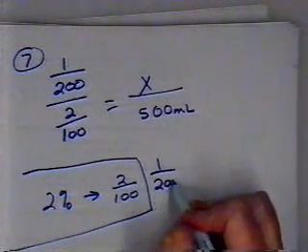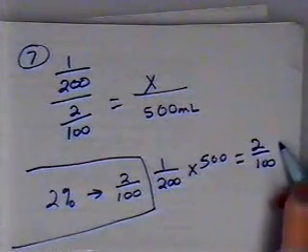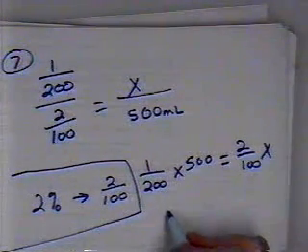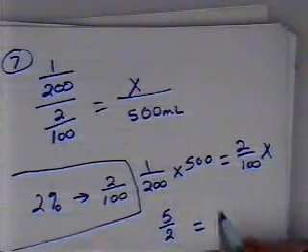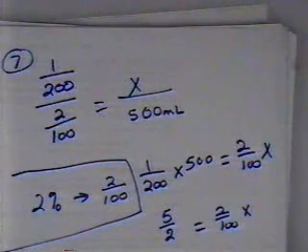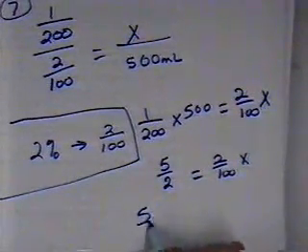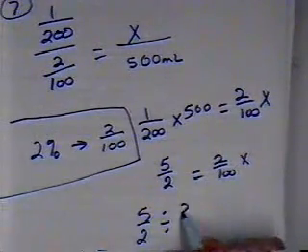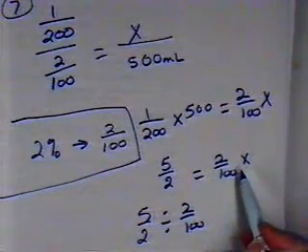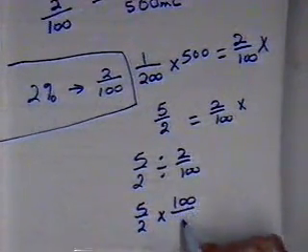So first I'm going to have to take 1 over 200 times 500 and 2 over 100 times x. Now you can cancel this out and leave it 5 over 2. The reason I'm leaving it like this is I'm not through with the arithmetic. So I'm going to take 5 over 2 divided by 2 over 100. You have to divide by the number that's on x. So it's 5 over 2 times 100 over 2.